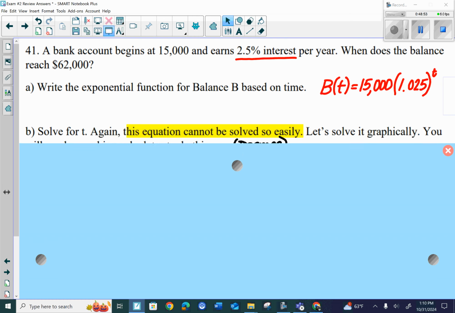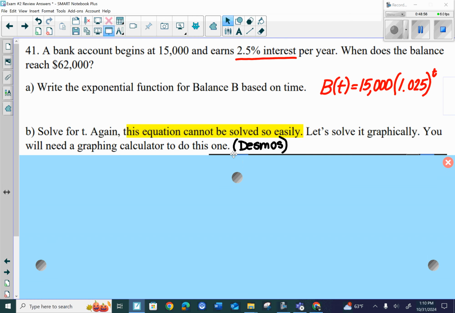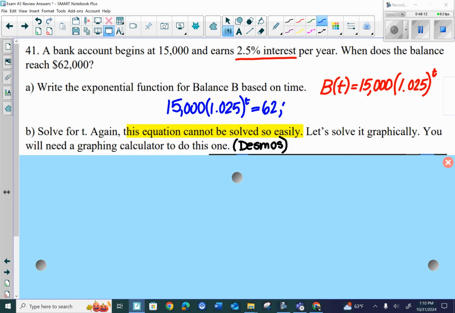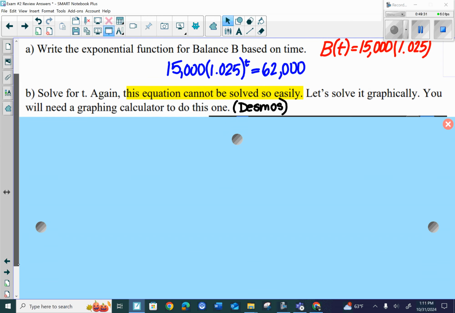So we're going to solve for t to find out when this function, when 15,000 invested at 2.5%, reaches $62,000. It's not an easy function to solve. You could divide off 15,000 from both sides, or you could just graph both sides separately. We're going to need to graph this because we don't know how to solve those exponential functions just yet. We will in the next chapter.